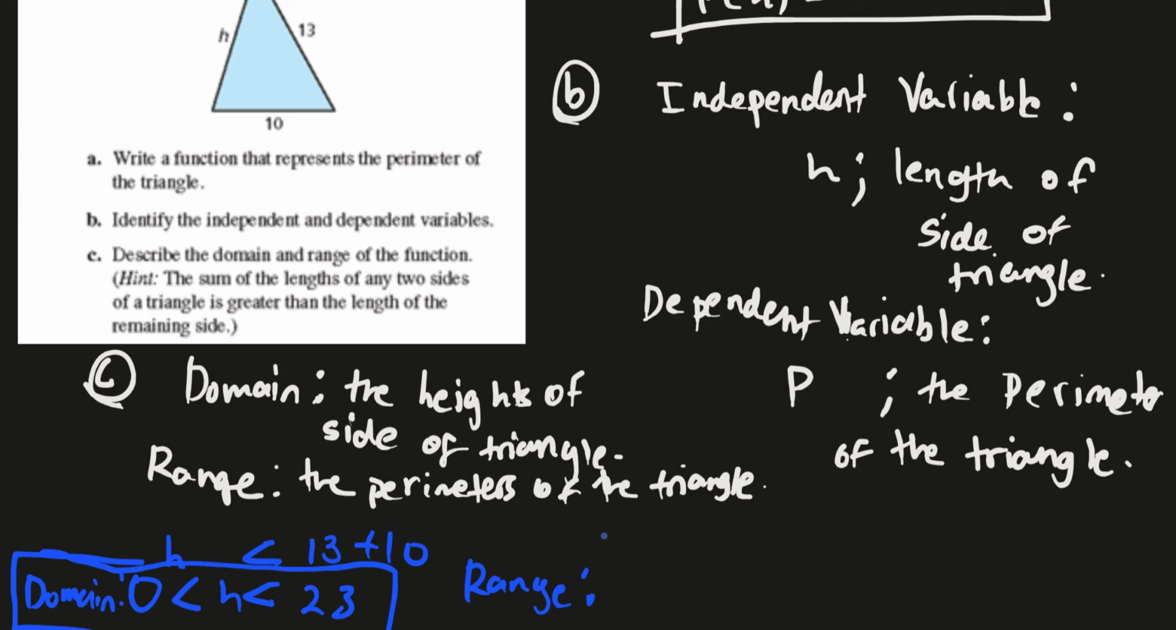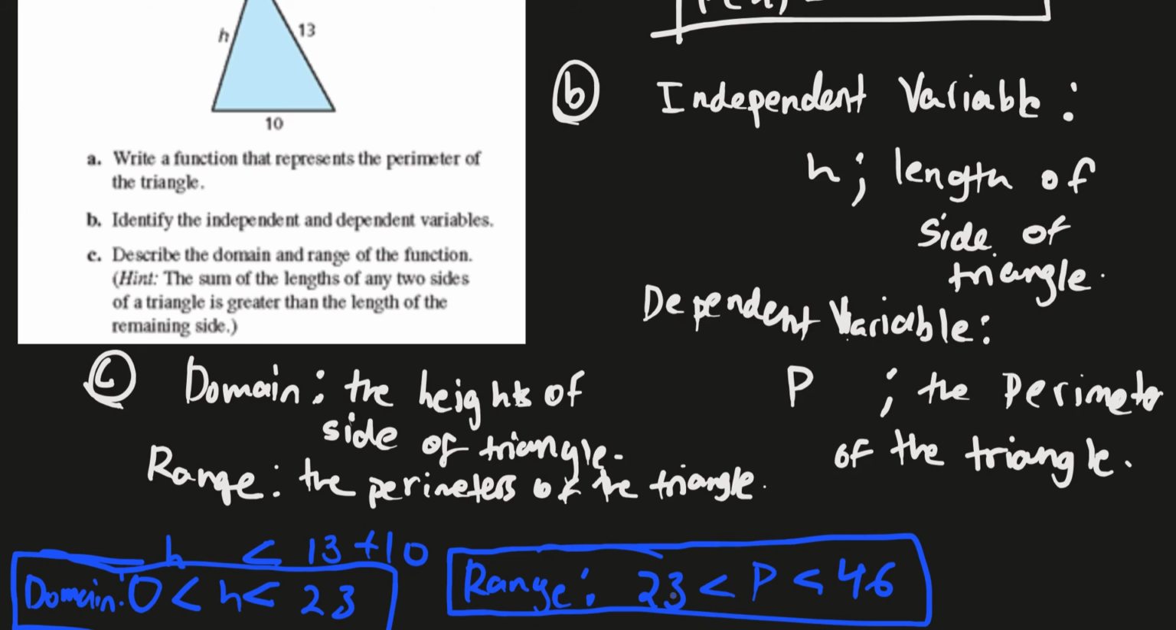Now the perimeter can be anything from 23. It won't equal 23, because we won't have a triangle, but it can be from 23 up to, if we have 23 as the length of h, 23 plus 23, which is going to be 46. So 23 less than the perimeter less than 46. This is the possible range.